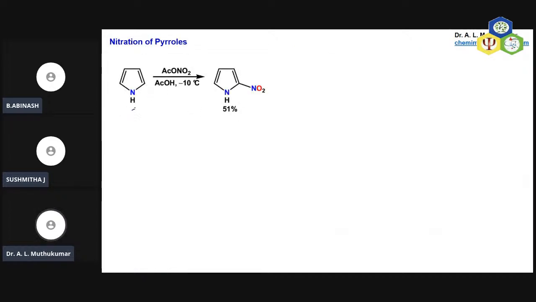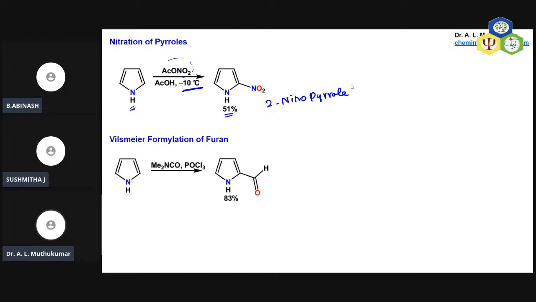The simple reaction: when pyrrole is treated with acetyl nitrate at minus 10 degrees centigrade, it will provide 51% of 2-nitropyrrole. Okay, all these reactions we have already discussed with the mechanism in the previous session. So if you have any doubts, you can use that YouTube link and check the mechanism we have discussed.